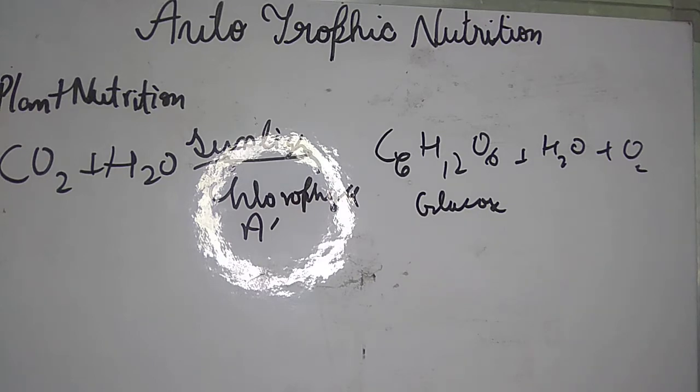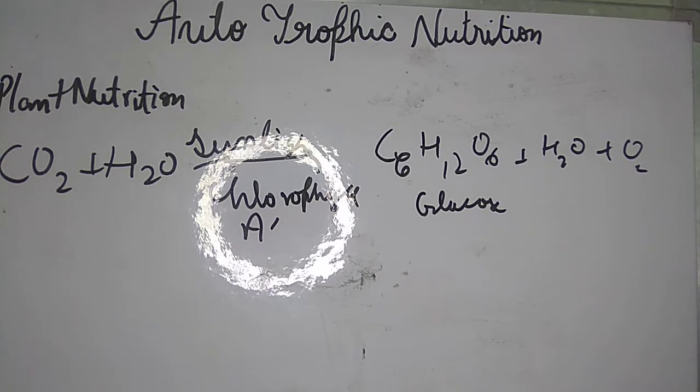So raw materials for photosynthesis are carbon dioxide and water, and the end products are glucose, which is a carbohydrate, and oxygen. Carbohydrates are stored in plants in the form of starch, and in the form of glycogen in the case of animals. Now we will talk about carotenoids.